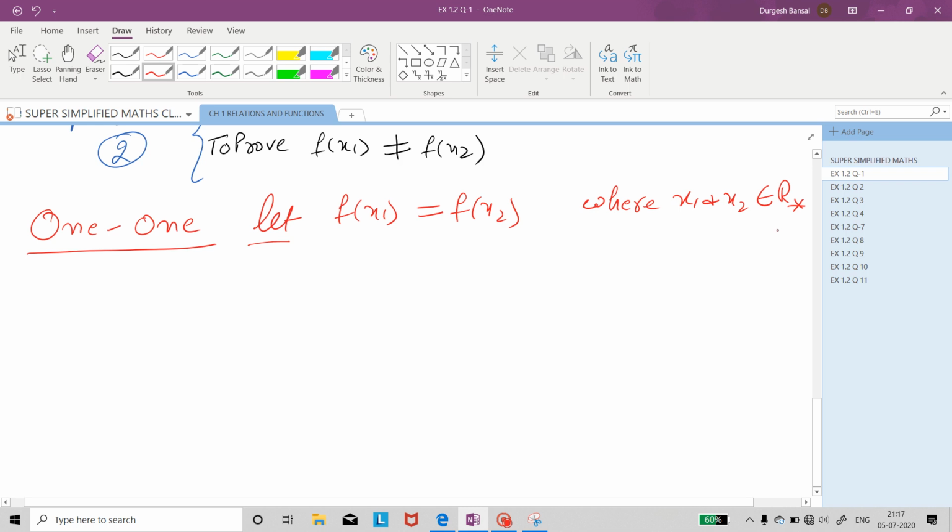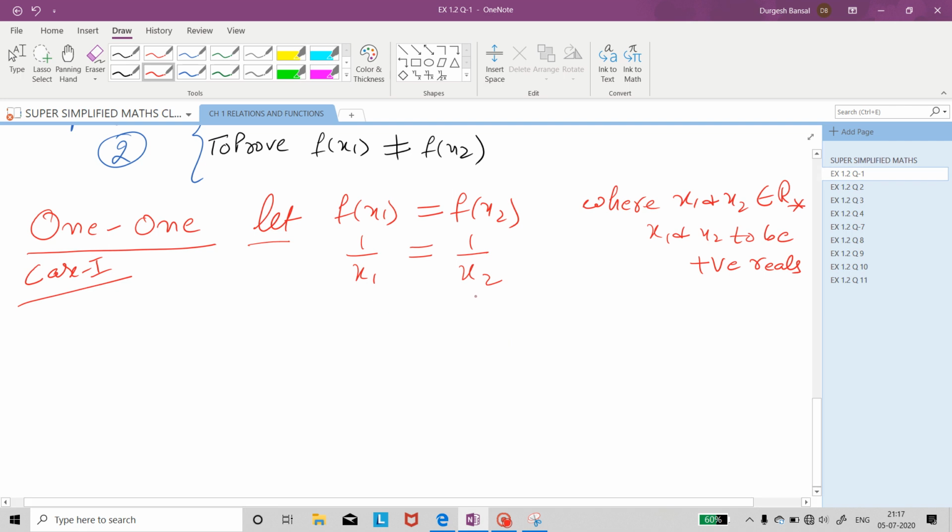And one more thing, since R star is the set of non-zero real numbers, non-zero real numbers means positive real numbers also and negative real numbers also. So here we are taking x1 and x2 to be positive reals. These are positive non-zero reals, and this is case 1. So f(x1) is going to be 1 by x1, f(x2) is going to be 1 by x2, as per the definition of the function.